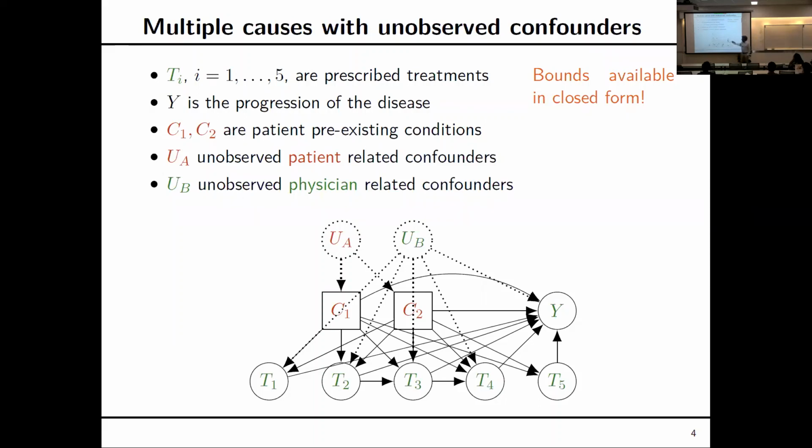UA doesn't impact Y directly. It mediates through C1 and C2. UB, which is the doctor-related confounders, impacts the treatments chosen. So I can't have the situation where the treatment is independent of the doctor. I want to include the possibility that the doctor has some biases towards certain treatments. So the model is different from the previous example, but we can handle this piece. But we cannot handle the piece where the outcome depends on the unknown confounders directly.